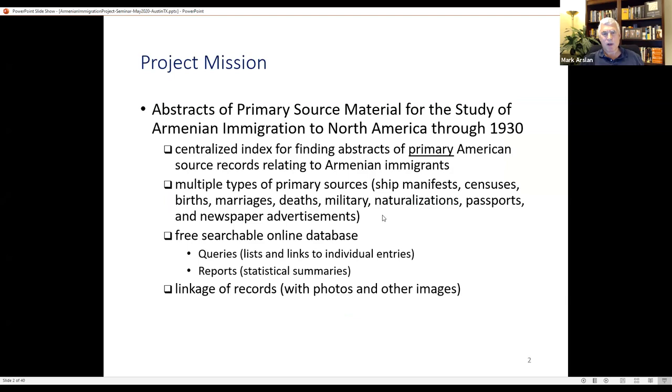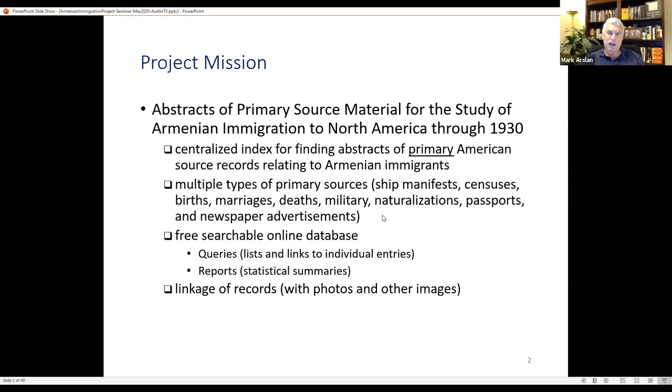What I've done is I've tried to figure out a way to gather data to help us understand the immigration of Armenians to North America. And by that, I mainly mean United States and Canada from about the mid 1800s through 1930. So this is going to be a lot of the families and individuals that came before the genocide, and then the ones that came after World War I ended for about that first decade. It's not going to have a lot for those of you who came from Armenia maybe in the 60s and 70s.